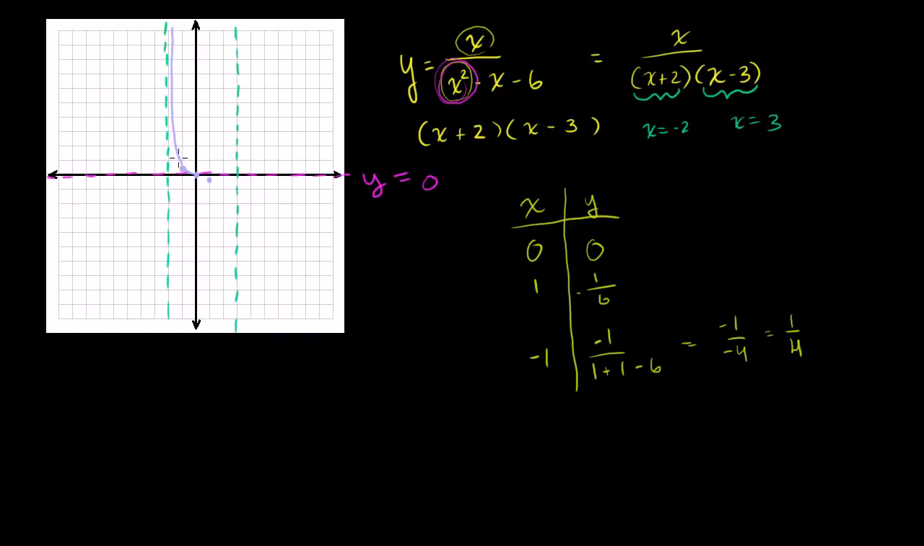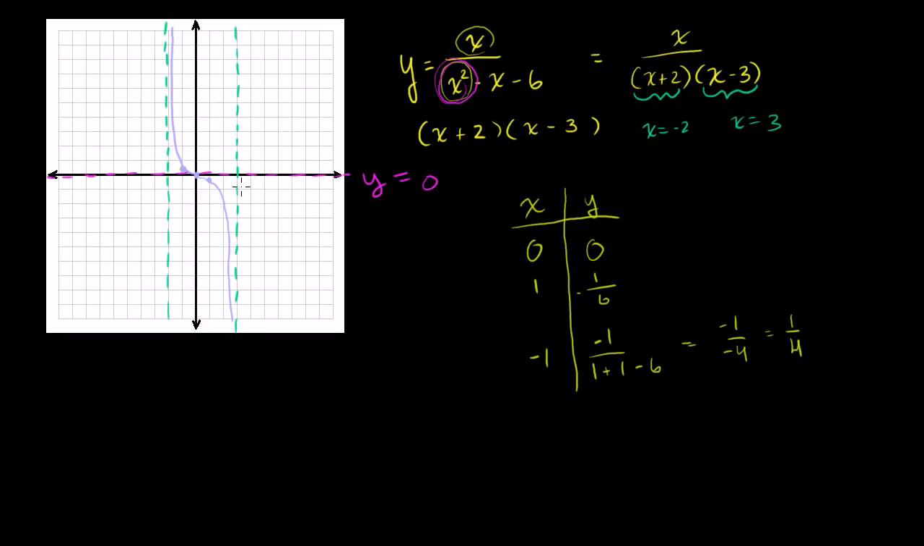Let's see, we're approaching negative 2 from the right. So if you were to put in negative 1.9999999, this term is going to be a very small positive number. This term is going to be a negative number. This term is going to be a negative number. The negatives cancel out. You have a very small positive number in the denominator. 1 over that gives you a very positive number.